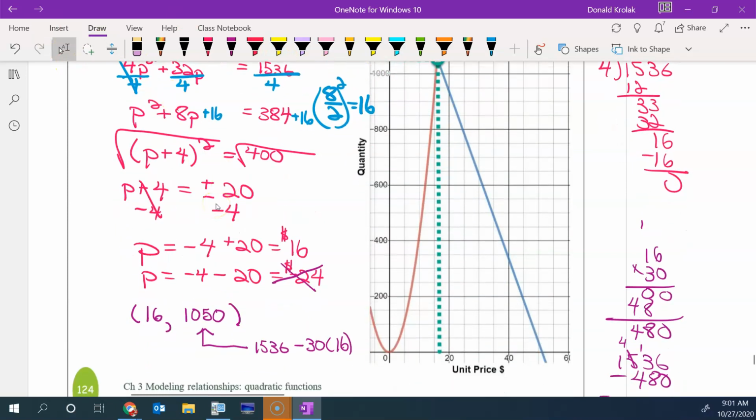Okay, so this is the price here. This is the quantity. So at $16, the quantity demanded and the quantity supplied would be equal.